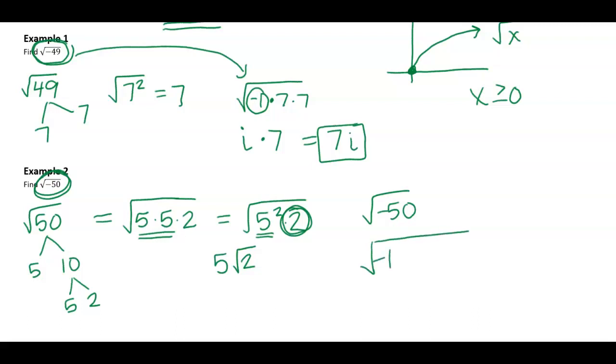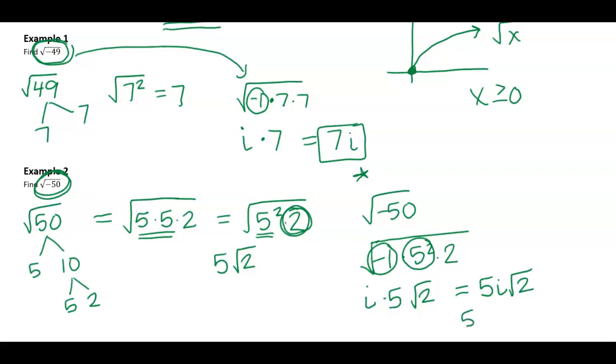The only thing that changes is that I would have a -1 on the inside. The square root of -1 is i, the square root of 5 squared is 5. And the square root of 2, I cannot take my 2 out of my radical. And then the form in which we write this is 5i, just like we wrote 7i right here, and then times the square root of 2.